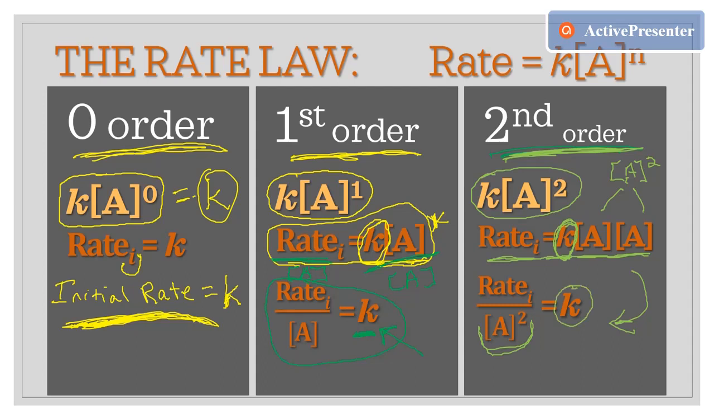So again, this is not new information. I'm just taking the exact same formula that we have up here, rate equals K times the concentration of A, and I'm just algebraically rearranging the letters so you can see that we can rearrange this and solve for different things.